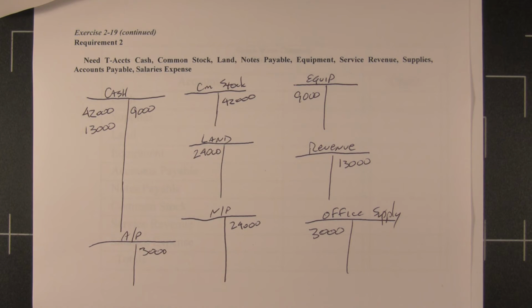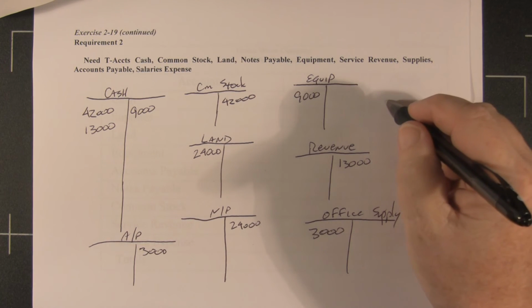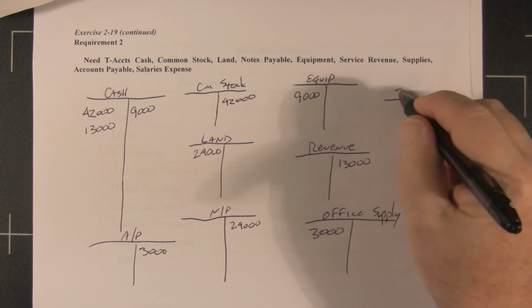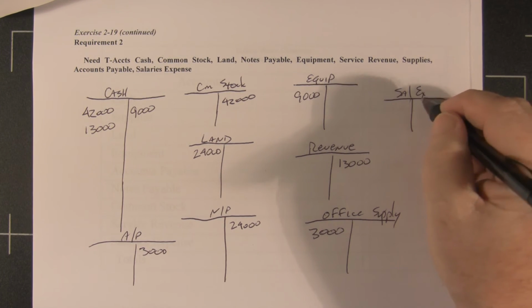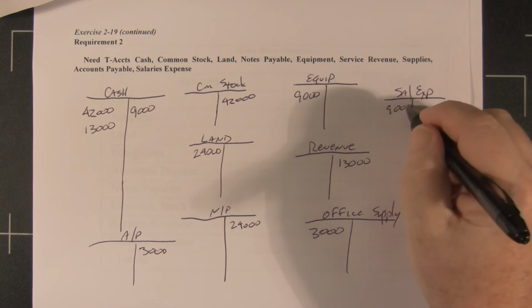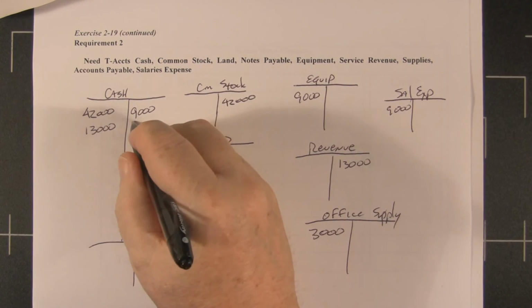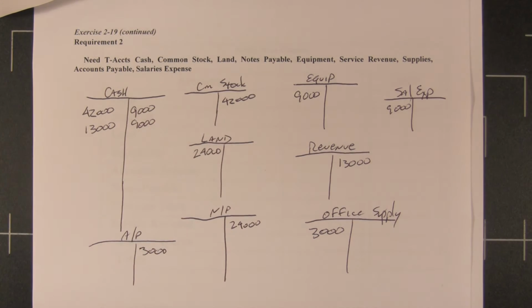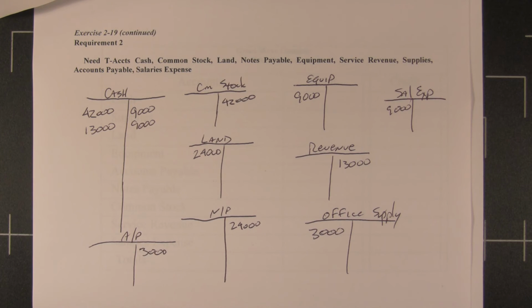And then at the end, the last day of the month, January 31st, we pay our employees $9,000. So that's salary and wage expense. Salary expense, $9,000. And cash, $9,000.